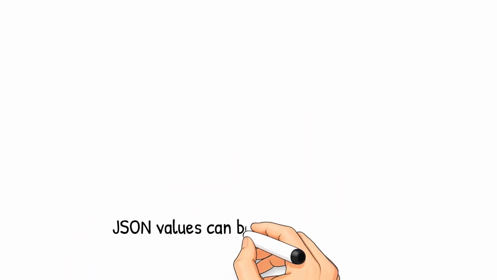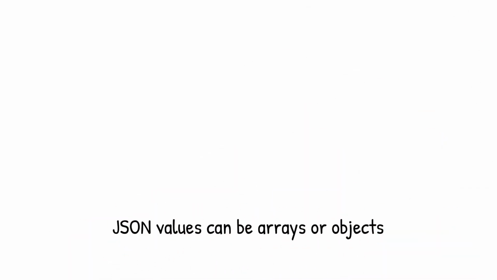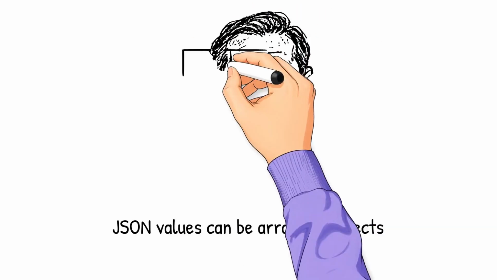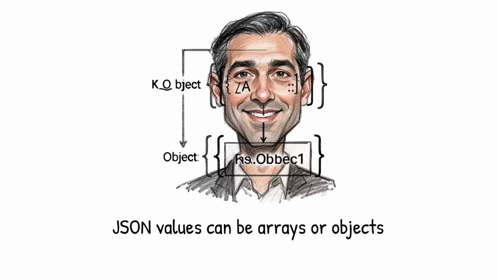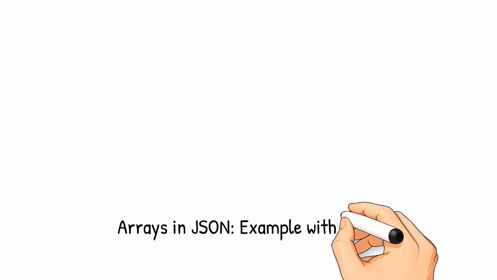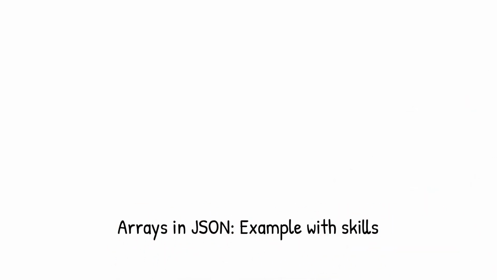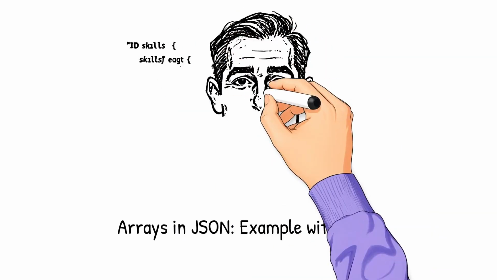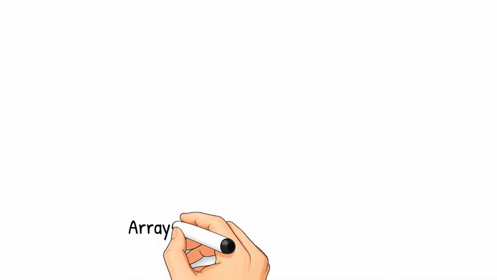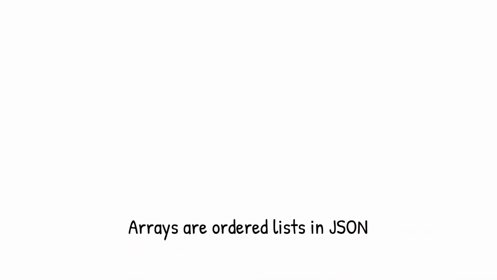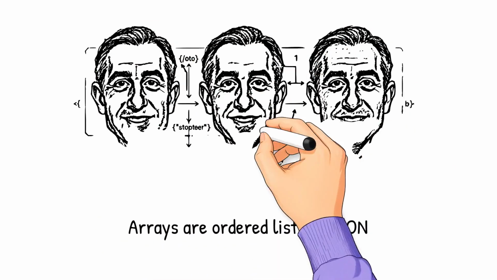And here's the powerful part. A value can even be a whole list or another entire object nested inside. For a list, JSON uses square brackets. Say our person knows several skills. We'd write skills, colon, open square bracket, HTML, comma, CSS, comma, JavaScript, close square bracket. That square bracket list is called an array, simply an ordered list of values, one after another.